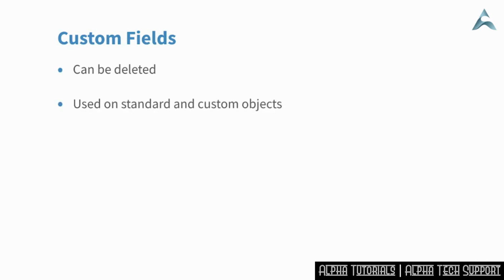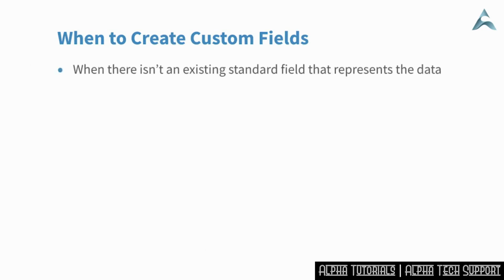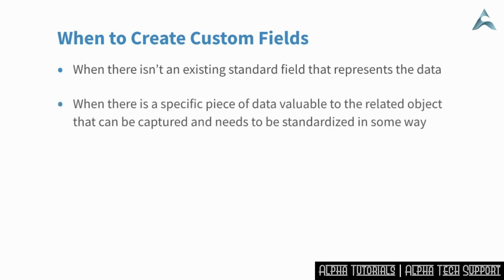Custom fields are fields that you would create. For example, your organization may consider creating a color field for their contacts. Custom fields can be deleted and can be added to both standard and custom objects. Leverage standard fields as much as you can, but your organization may want to consider creating custom fields when 1. There isn't an existing standard field that represents that data on any of the objects in your instance, or 2. There is a specific piece of data that is valuable to the related object that can be captured that needs to be standardized in some way. As an administrator, use discretion when creating fields and when deciding which users may want to see certain information.